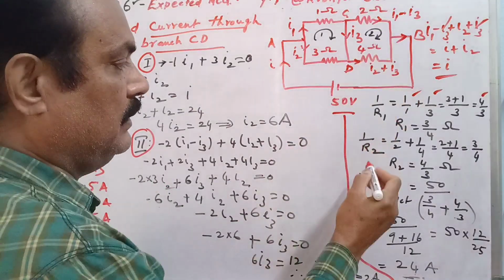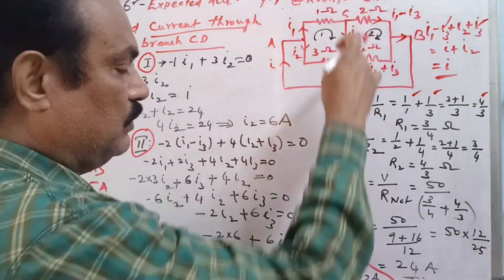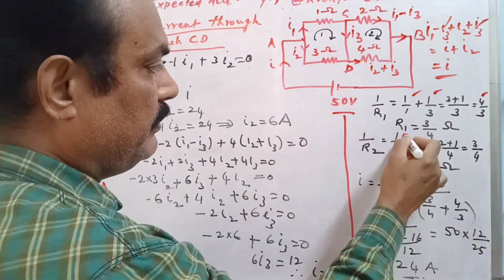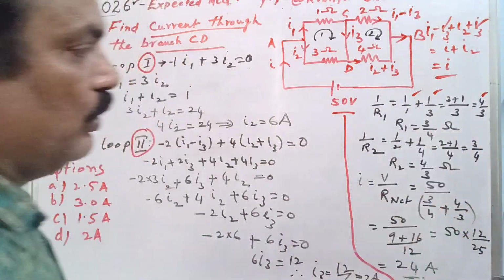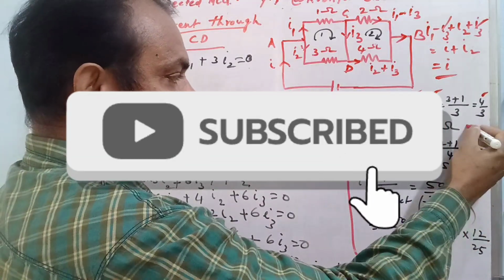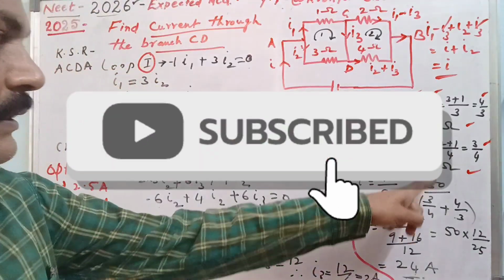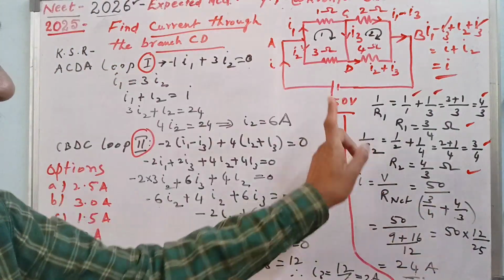Similarly, here also you take 1 by R2. R2 means this loop, R1 is this loop. So in this resistance, how much will it be? 1 by 2 plus 1 by 4. So 4 is the LCM, and you will get 3 by 4. The reciprocal will become 4 by 3. They are not the same values, so the bridge is not balanced.